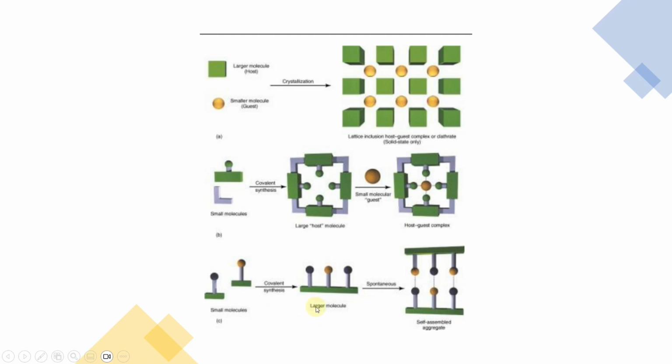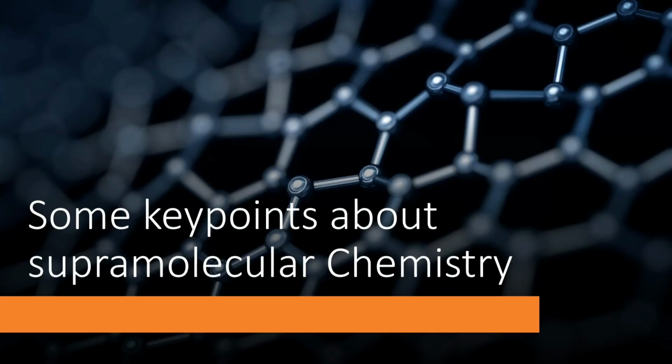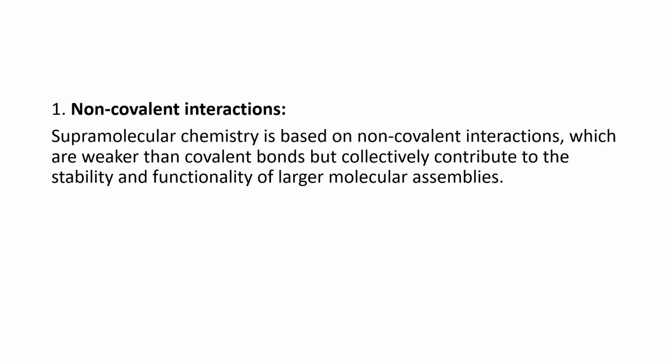Moving on towards another type of the interactions, and that is when the small molecules arrange themselves. So in this case we have a self-assembled aggregate, and within this self-assembled aggregate there are some non-covalent interactions, and these non-covalent interactions make this molecule come under the subject of supramolecular chemistry. So now we are going to discuss some key points about supramolecular chemistry. So first of all, as I have just told you earlier, supramolecular chemistry involves non-covalent interactions.